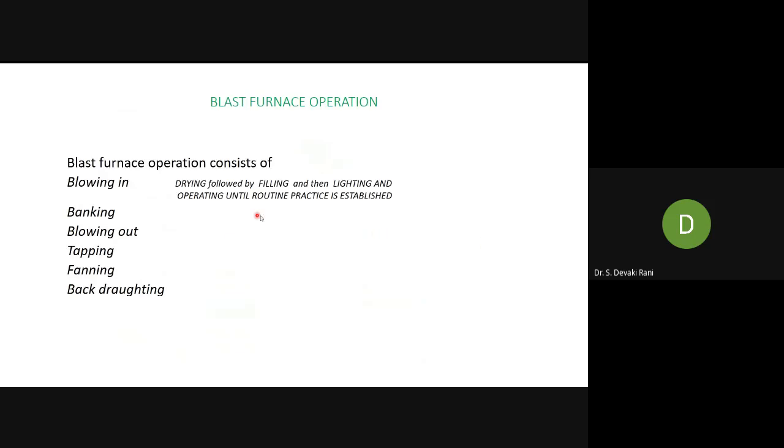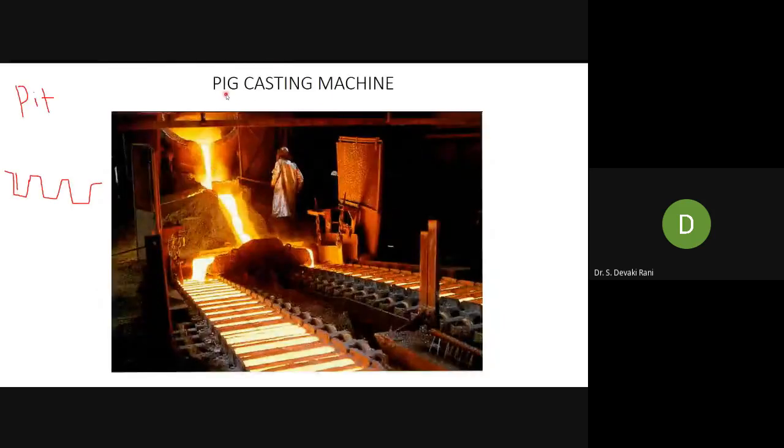So those are the charging systems: bell system, bell-less system, conveyor belt, skip system, and bucket system. And what are the uses of slag, what are the uses of hot metal, and what are the uses of pig iron apart from being used as a raw material for steel? Tell me where pig iron is used.